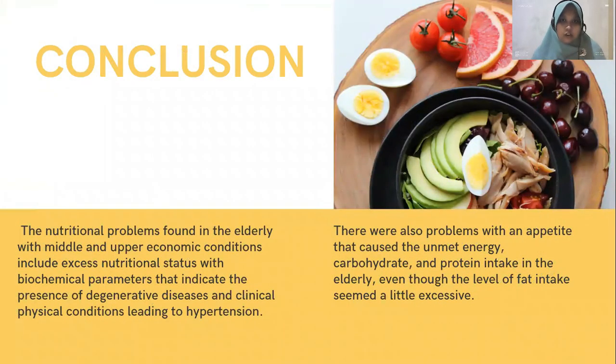So the conclusion of the study is that the nutritional problems found in the elderly with middle and upper economic condition include excess nutritional status with biochemical parameters that indicate the presence of degenerative disease and clinical physical conditions leading to hypertension. There were also problems with appetite that caused unmet energy, carbohydrate, and protein intake in the elderly, even though the level of fat intake seemed a little excessive.